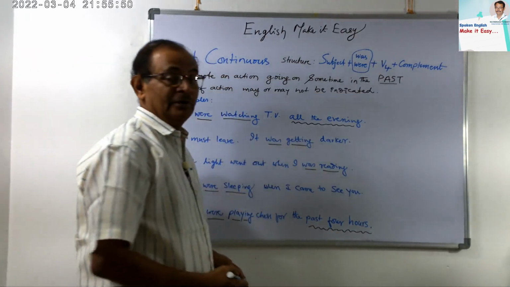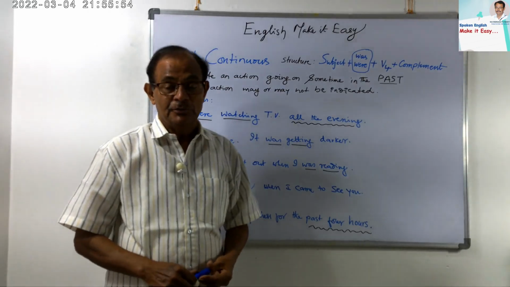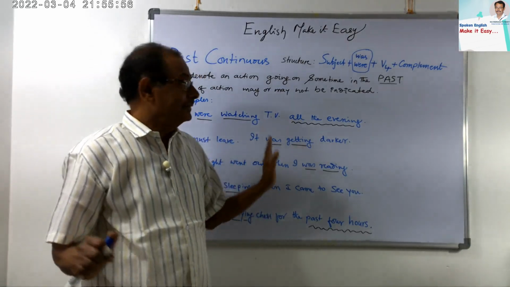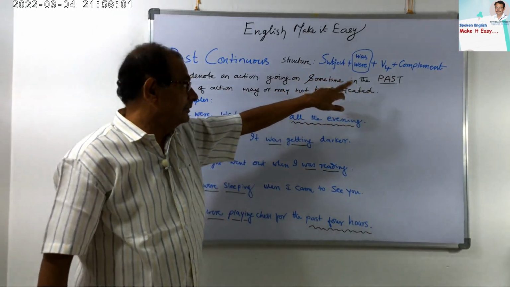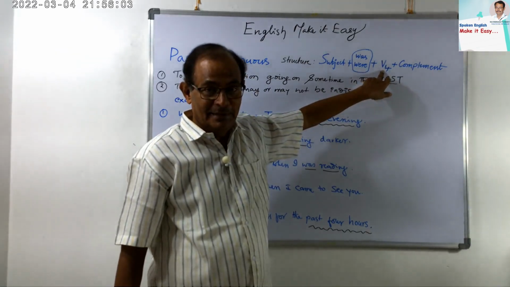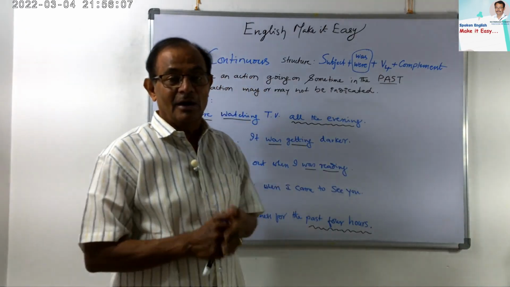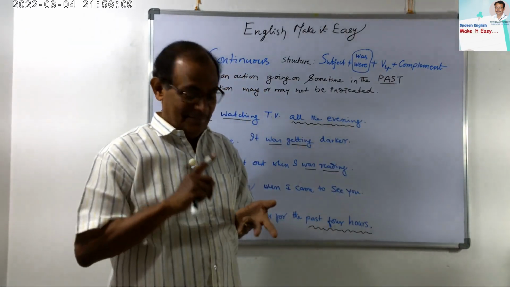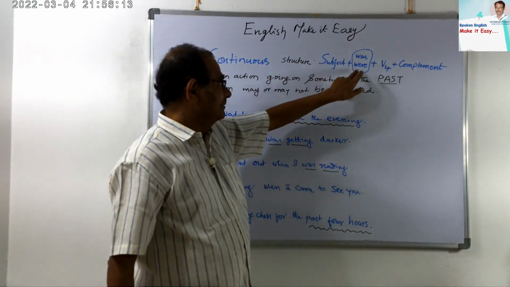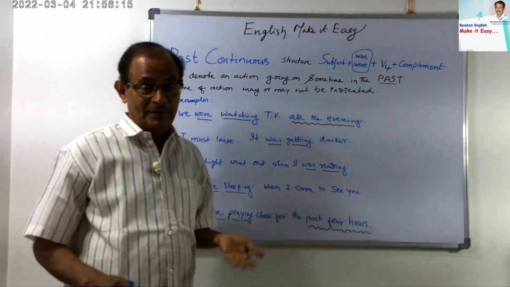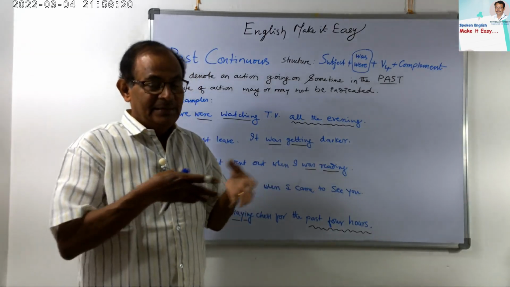In present continuous it is is, am, are. In past continuous it should be was and were. That's all. The remaining is the same. Subject is the same in present continuous or past continuous. V4 is also similar in both. And the complement is common for all: present, past or future, the complement is common. So there is a very minor difference between present, past and future.